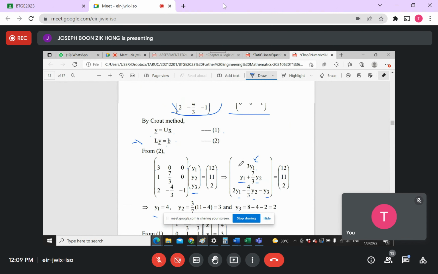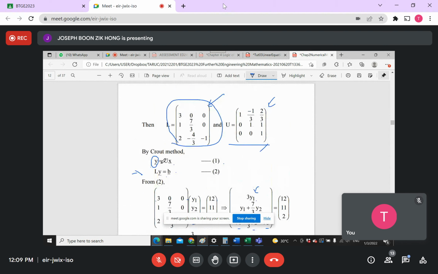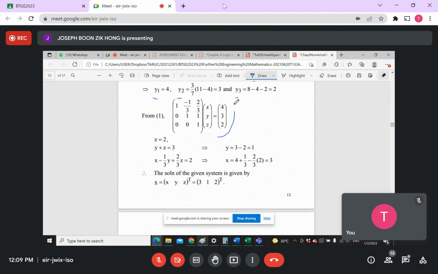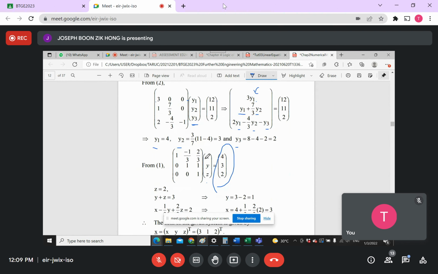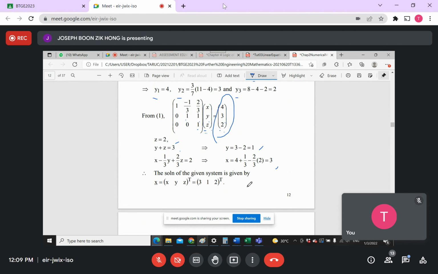After you get your y1, y2, y3, this y will equal your U times your x, and then you will get your solution. So again, 1z equal to 2, so z equal to 2. Then 1y plus 1z equal to 3, but I know my z is 2, so y is equal to 1, and so on. So I get the z, I get the y, I get the x, and hence I get the answer.